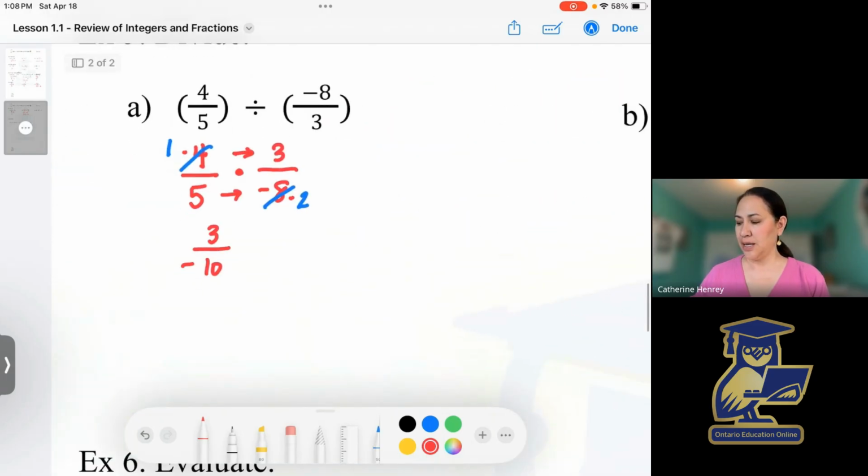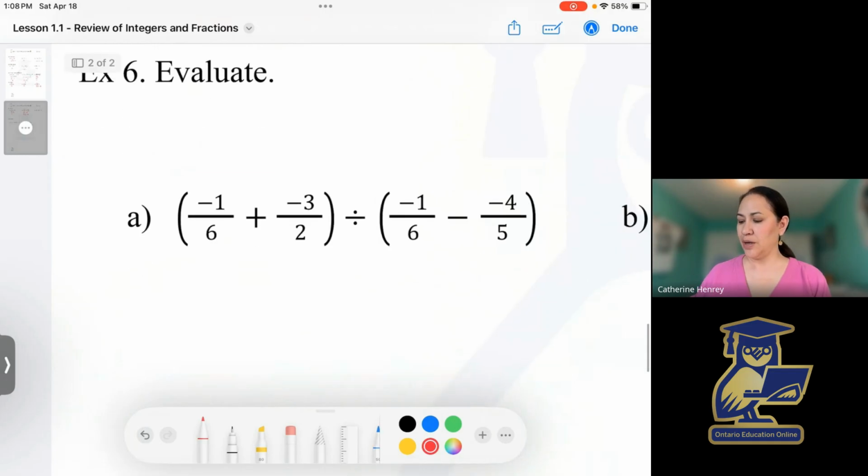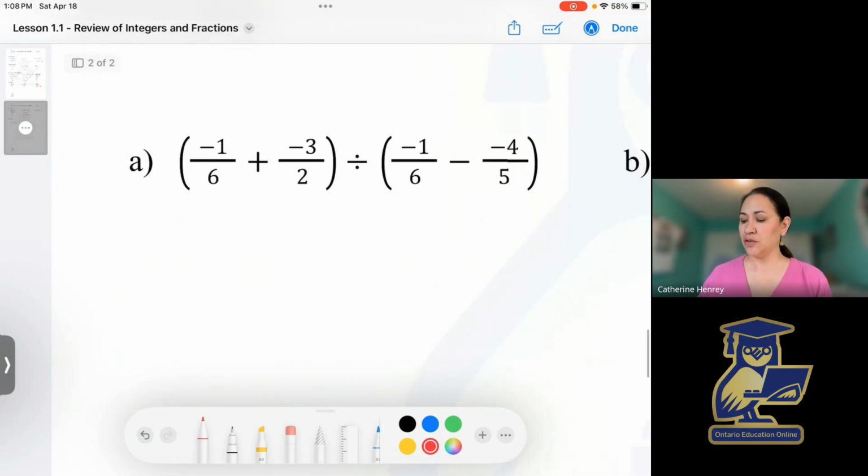Let's move on to example 6a. We have a few more things to consider with adding and subtracting fractions. Remember, we can't add or subtract fractions unless we have the same denominator. So in our first example, we can see that we have, in brackets, a denominator of 6 and 2. We have to find a common denominator, and in this case, it would be 6.